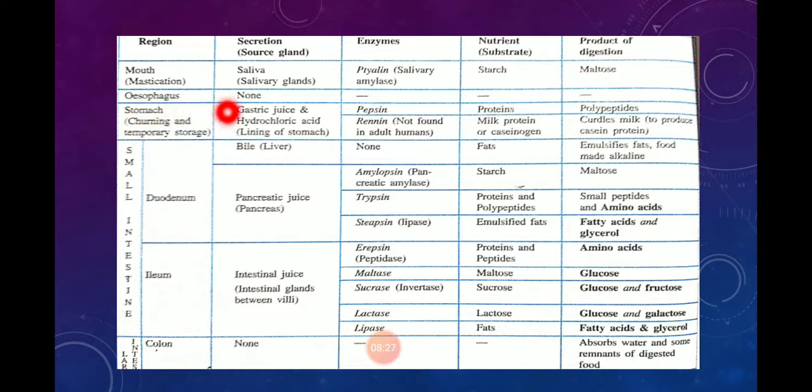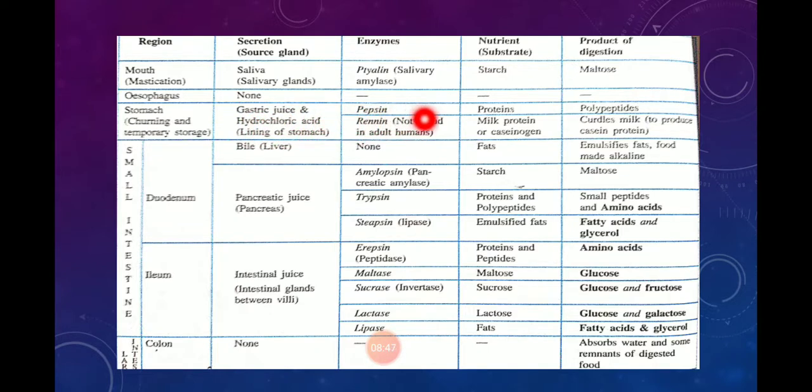The next part, the esophagus, does nothing regarding digestion. It is just a place through which the food material, that is bolus, moves down. Third, the stomach, where the churning of this bolus takes place and it converts into chyme, with the help of gastric juice, hydrochloric acid.